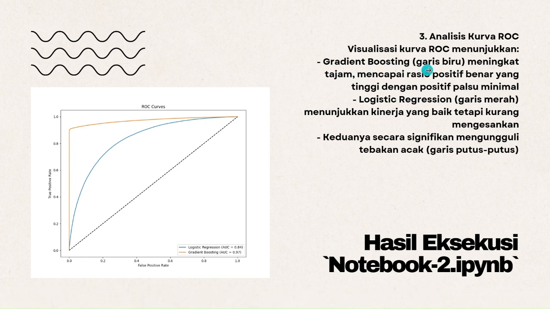The gradient boosting line, the blue line, sharply increases to reach a true positive ratio that is high, with false positives at a minimum. While the logistic regression, the red line, shows good performance, but is not as impressive as gradient boosting.